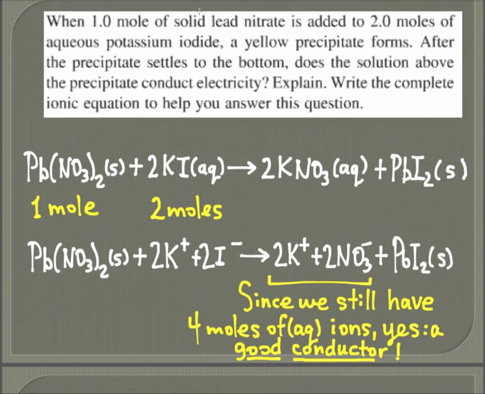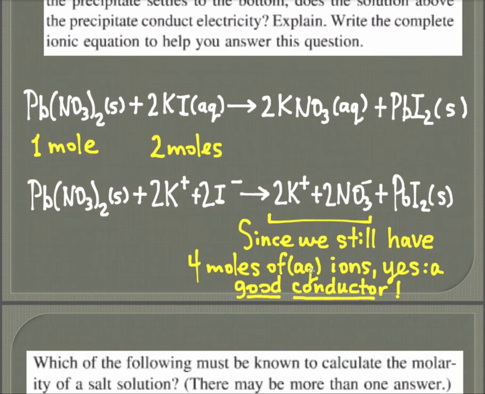1 mole of solid lead nitrate is added to 2 moles of aqueous potassium iodide. Didn't tell me what the volume was, doesn't matter. And it is a 1:2 ratio, yeah. 1 lead ion to 2 iodide ions precipitates out. So this solid would precipitate to the bottom, and eventually the top part would clear up. But the point is, these spectators are still left floating in the water, and that's plenty of ions to indeed conduct electricity and function as an electrolyte.